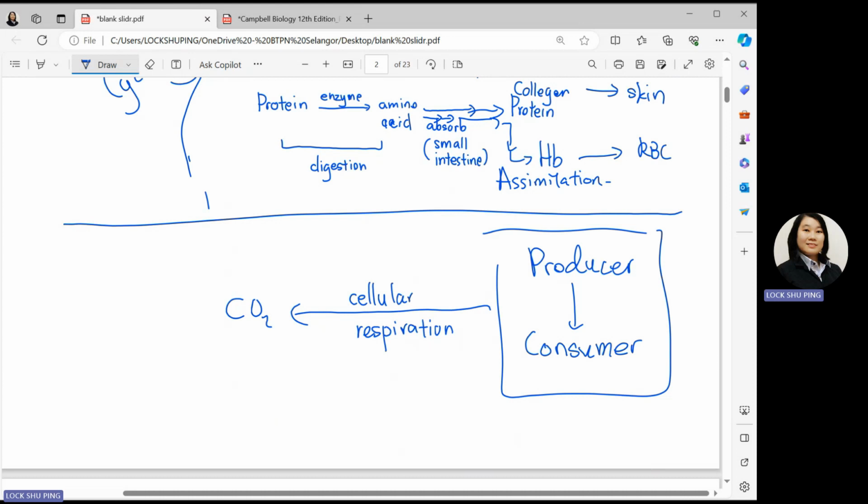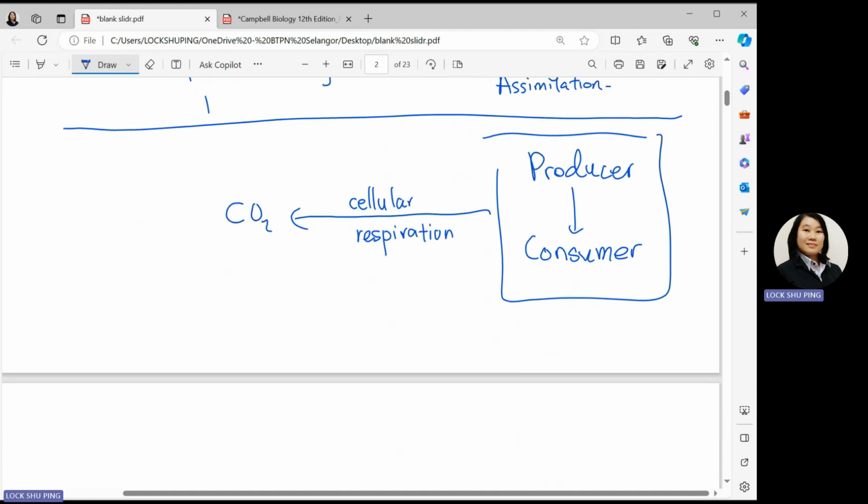So this process is called cellular respiration. Through cellular respiration, carbon dioxide is returned back to the atmosphere, or to the reservoir.